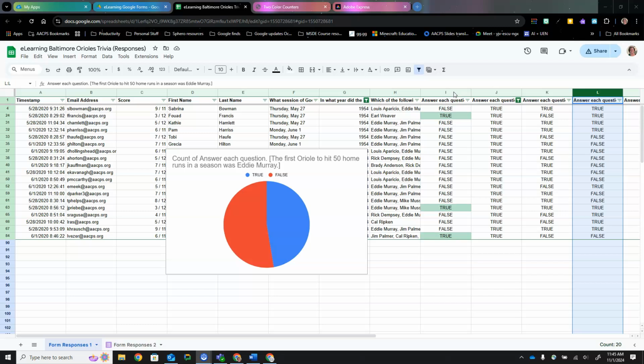But if I were unable to see the color green, I would not be able to tell the answer key. So that's an example where color is the only means of representing which answer is correct or incorrect.